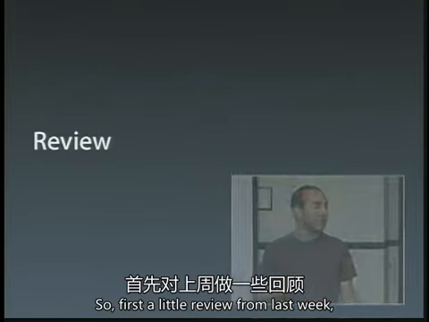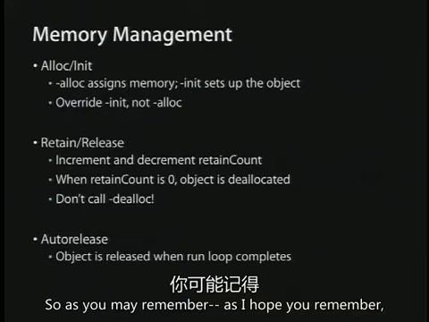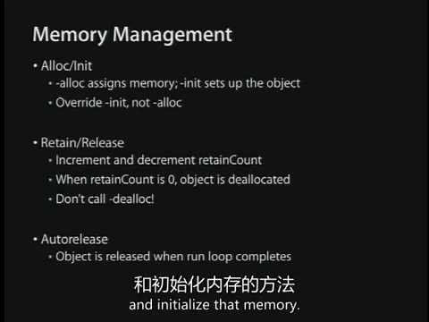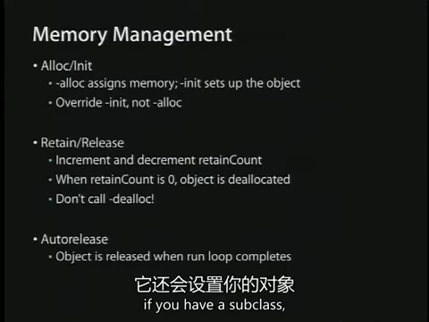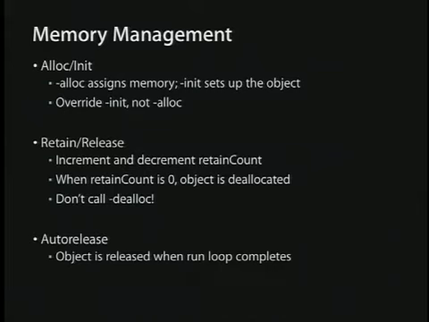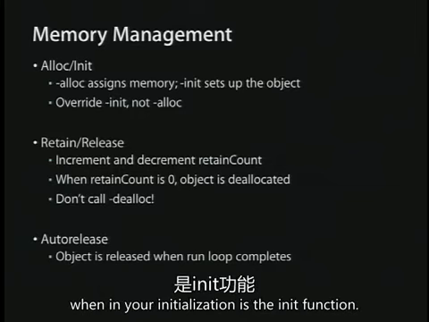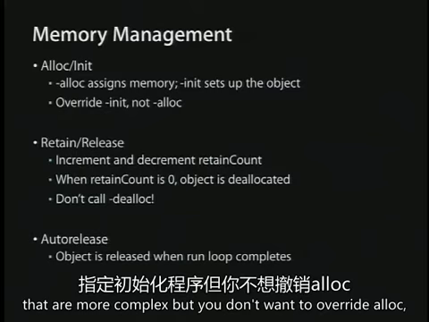So first, a little review from last week. First, I want to talk about memory management. As you may remember, as I hope you remember, alloc and init are the ways that you allocate memory and initialize that memory. Init sets up the NSObject and sets up your object if you have a subclass. NSObject will clear the space for you, so it does a lot of initialization that will help you. And what you want to override in your initialization is the init function. And of course, you can have designated initializers that are more complex, but you don't want to override alloc.